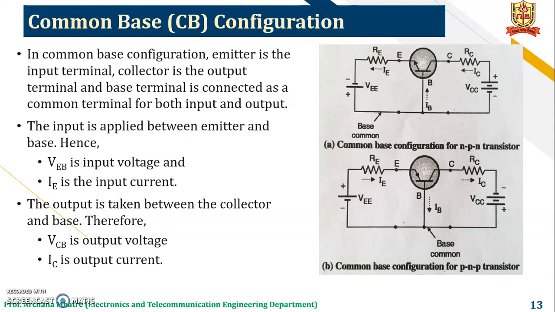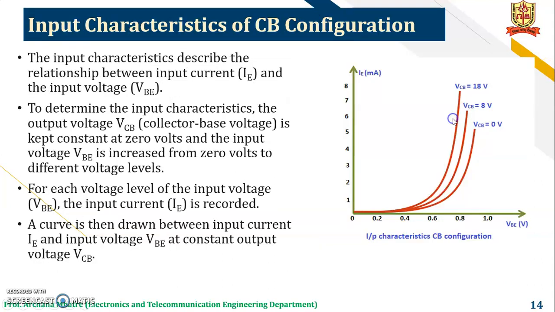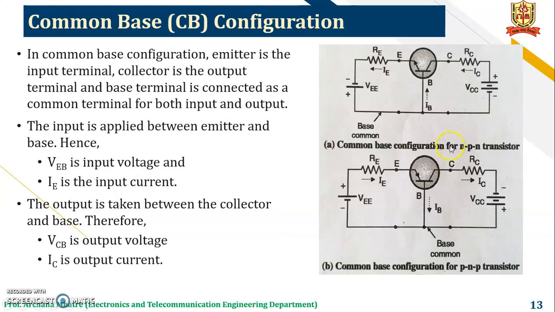Next is the common base configuration. In common base, the base terminal is common. Here you can see the diagram for common base configuration for NPN transistor, and this is for PNP transistor. In both diagrams, you can see that the base terminal is common between the emitter and collector. So in common base configuration, emitter is the input terminal, collector is the output terminal, and base terminal is connected as a common terminal for both input as well as output.